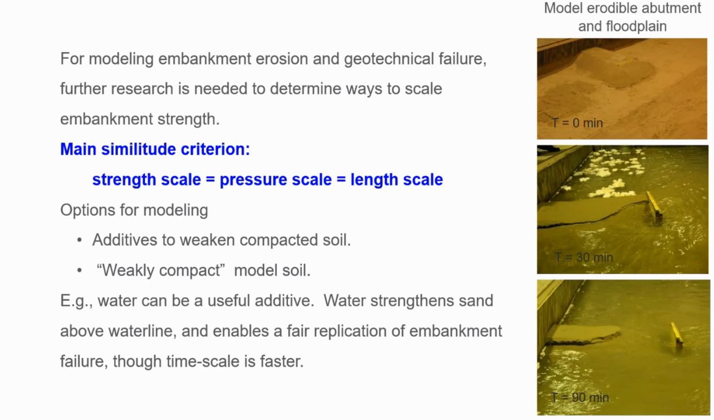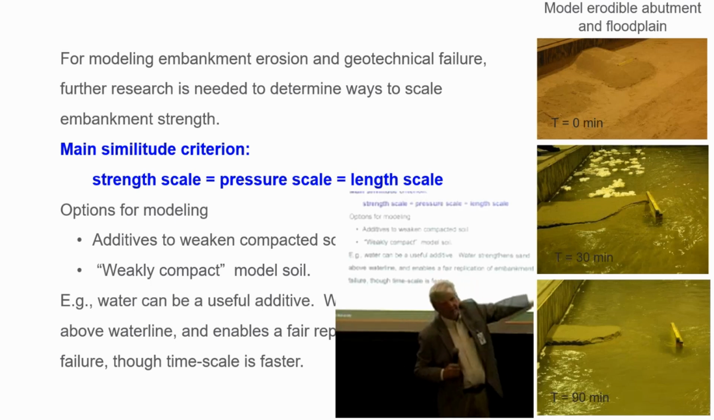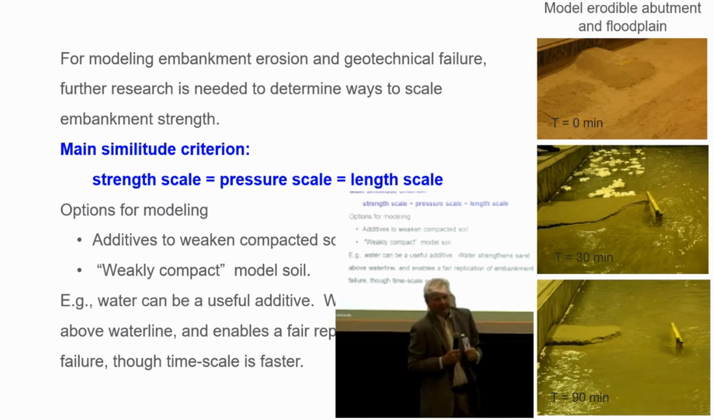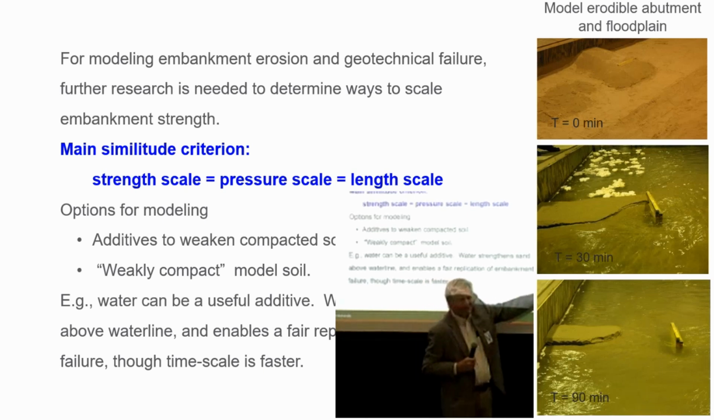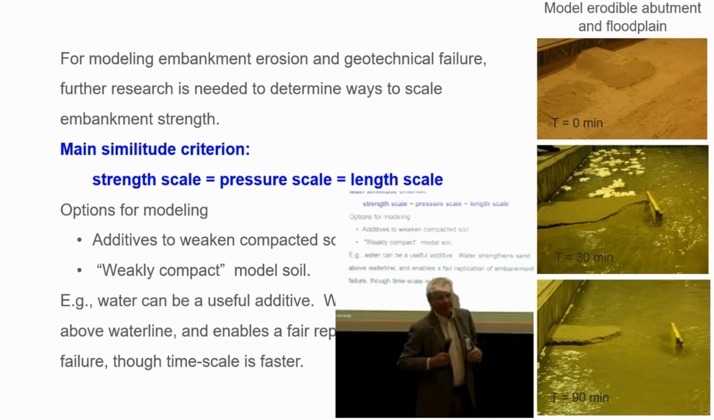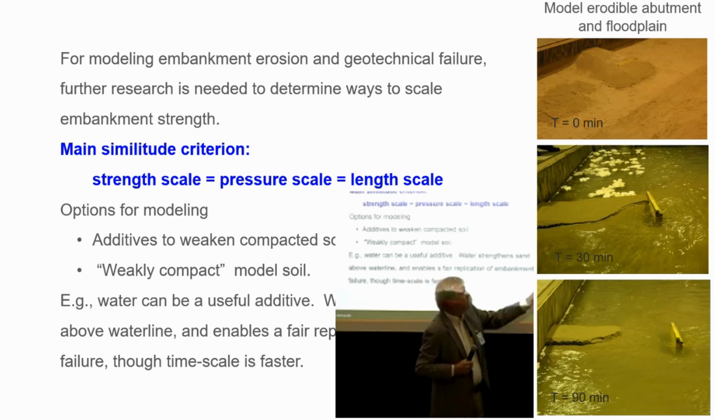But how do you model the strength of the soil? This is a case of pure sand, and you have what Pierre called pseudo-cohesion. If you add water, you have surface tension, which allows vertical faces, even in wet sand. So you can use wet sand to model an abutment. Things will happen much quicker, but you'll get a sense of what happens.